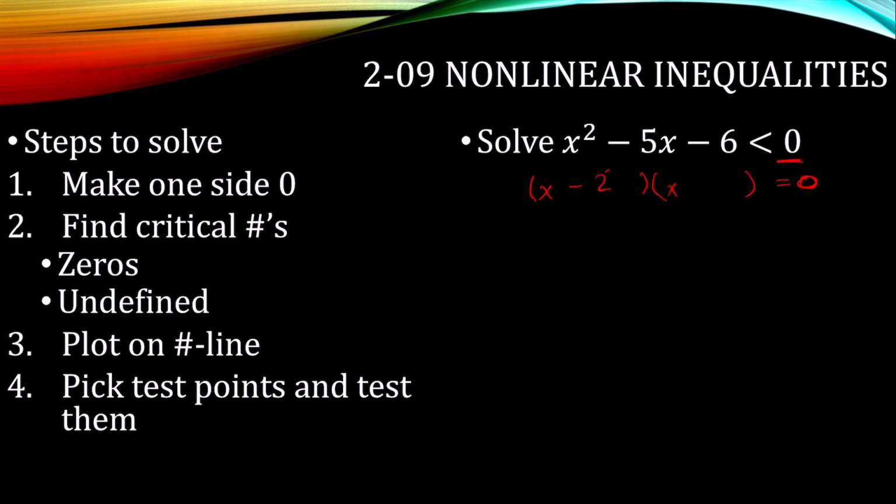Let's see, I think it's probably going to be x minus 6 and x plus 1. So then you take each of those equal to 0. So x is 6 and x is negative 1. So those are my critical numbers. There's no places where it's undefined. So I have a number line.